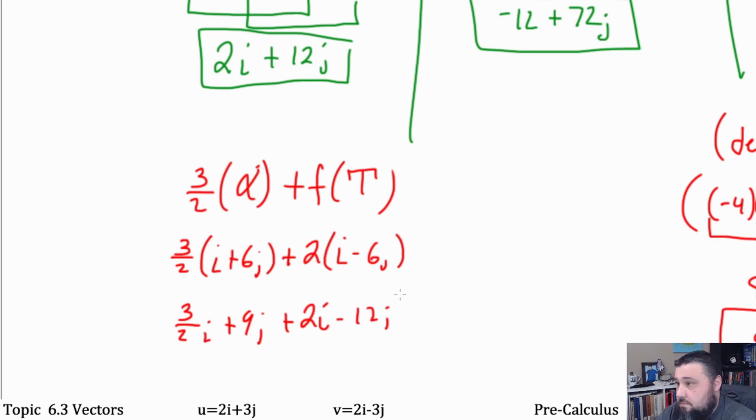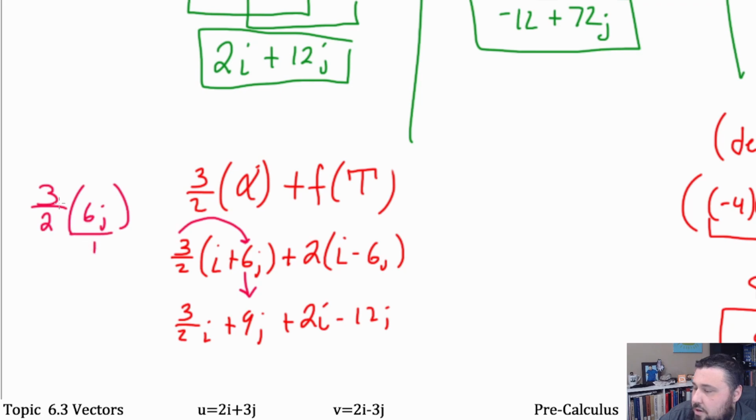Now I'm sure a couple people are saying, wait a minute, wish I could raise my hand here. How did this become this? So let's take it over here really quick. We have 3/2 times 6j. Remember, this is 6j over 1. So we want to do 3 times 6, which is 18, over 2 times 1, which is equal to 9.